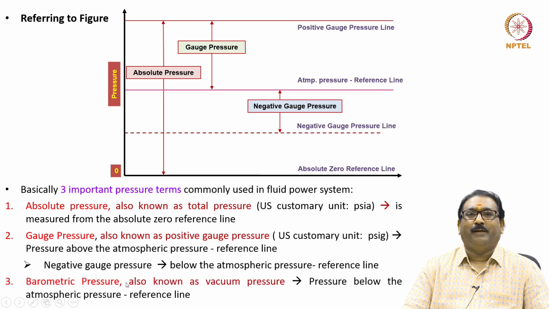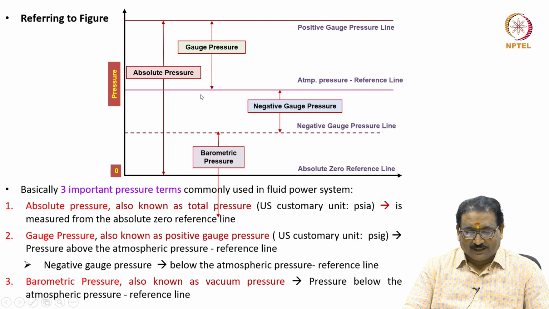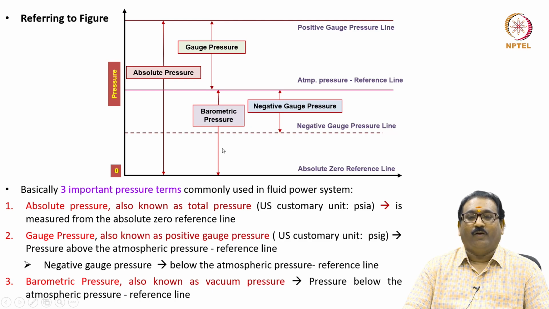Third one is barometric pressure, also known as vacuum pressure. Pressure below the atmospheric pressure reference line is always a barometric pressure or a vacuum pressure, which is below the atmospheric pressure.